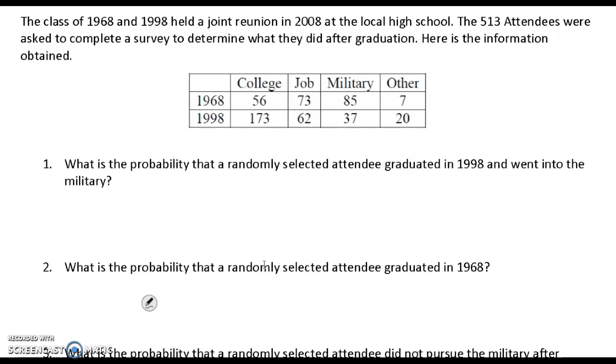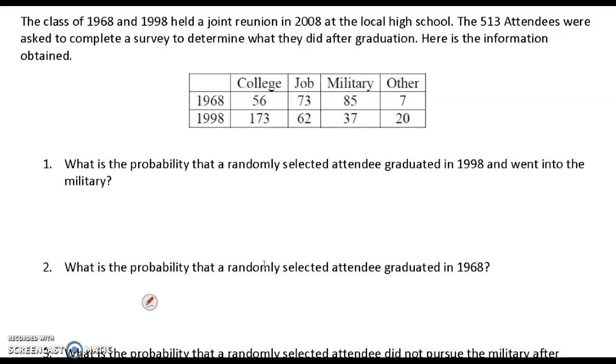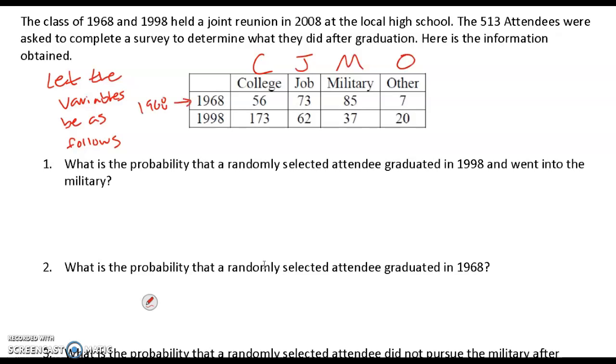So first off, we have this two-way table, which gives us the information about what graduating class the participant was in, or what they did after they graduated. So I'm actually going to say something like this. Let the variables be as follows. And this just helps me communicate to my reader that these variables represent the respective categories here, right? Because I'm looking at categorical data, because all of this data represents the frequency of these occurrences. So let the variables be as follows. 1968 is a class number from 1968, C for college, etc.